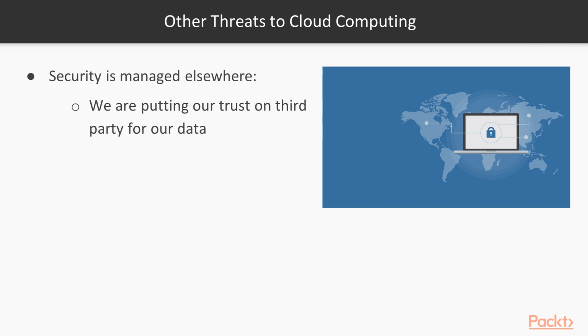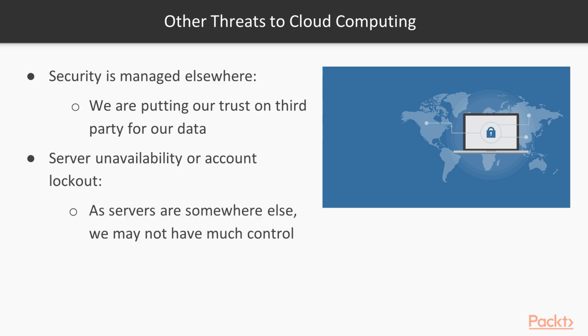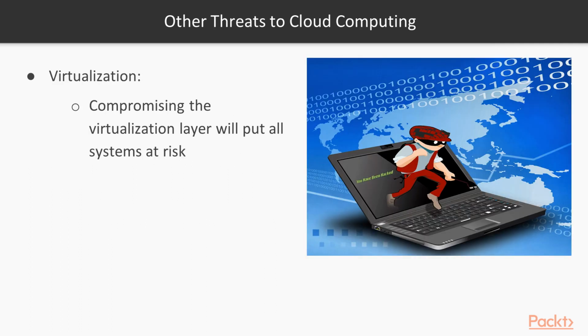Then there is server unavailability or cloud account lockout. As servers are somewhere else, if they become unavailable for some reason or the account gets locked, we do not have much control. We are completely dependent on the cloud service provider to get the server back again. Virtualization: if the virtualization layer is compromised, it puts all systems at risk. So the security on the virtualization layer needs to be in place properly.